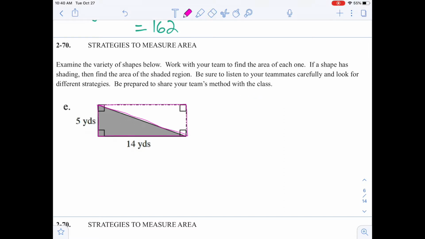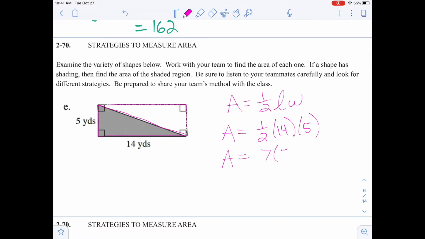The area of a triangle is half your length times your width, or some people say base and height, which is fine too. So the area is going to be half the length, which we can say is 14, and the width we can say is 5. Half of 14 is 7, and then 7 times 5 is 35 yards squared.